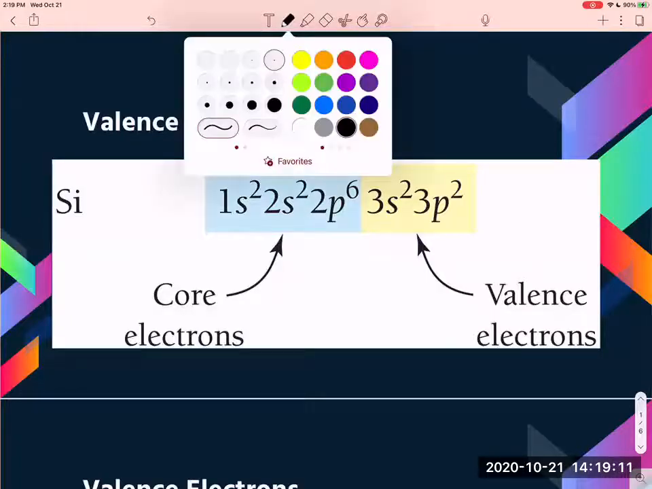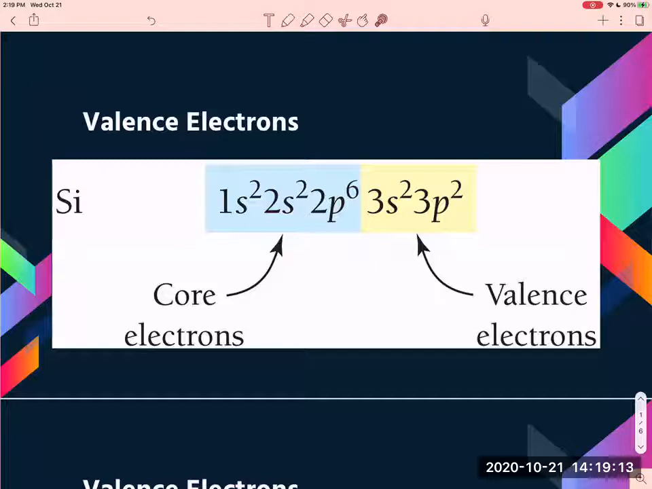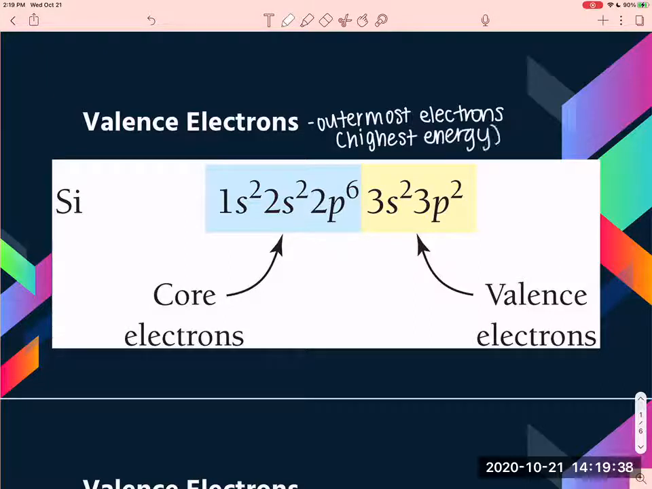All right, we're going to finish our conversation about electron configurations and talking about valence electrons and some periodic trends. So valence electrons are the outermost electrons. They have the highest energy levels. And they're important because they're on the outside. They really are the ones that determine how the element, the atom, the particle is going to behave.